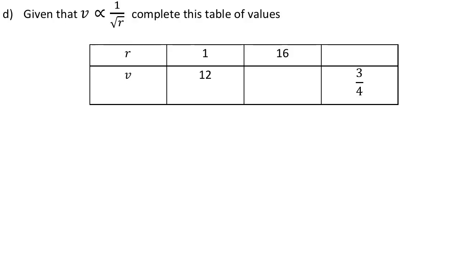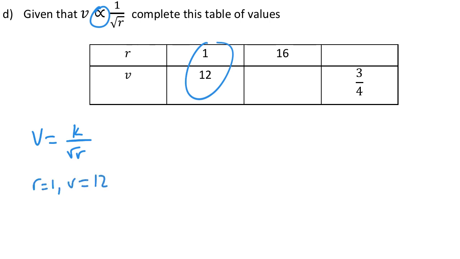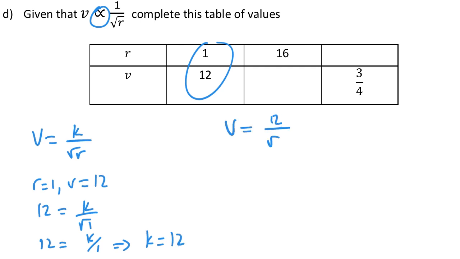Example D, given that v is proportional to 1 over the square root of r. So from that we know that v equals k over the square root of r. So we can replace the proportional sign with equals and k. And we know from the first set of values, when r equals 1, v equals 12. So we've got 12 equals k over the square root of 1. So 12 equals k over 1. So that means that k equals 12. So our formula then is v equals 12 over the square root of r.